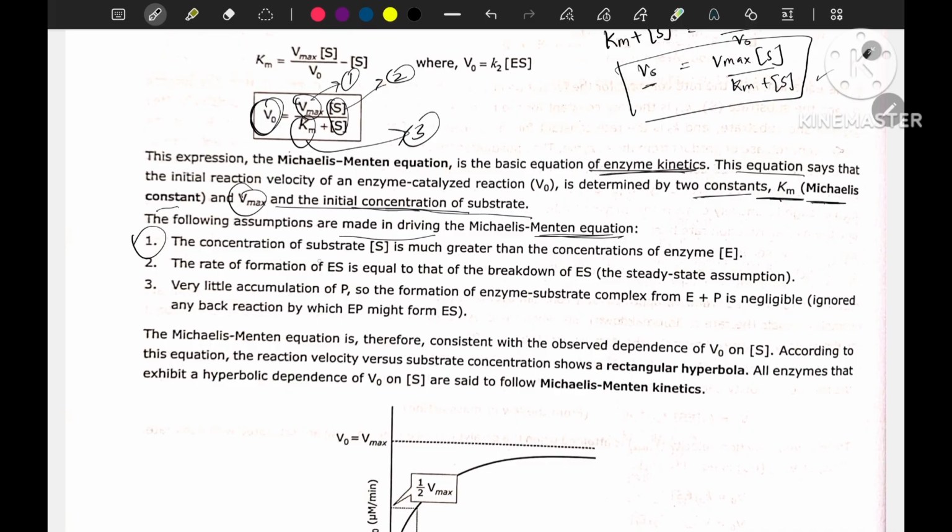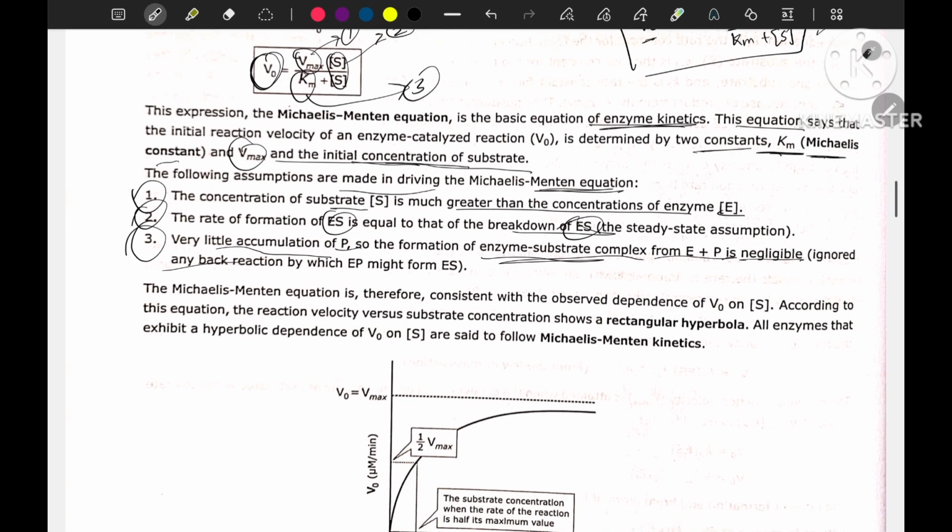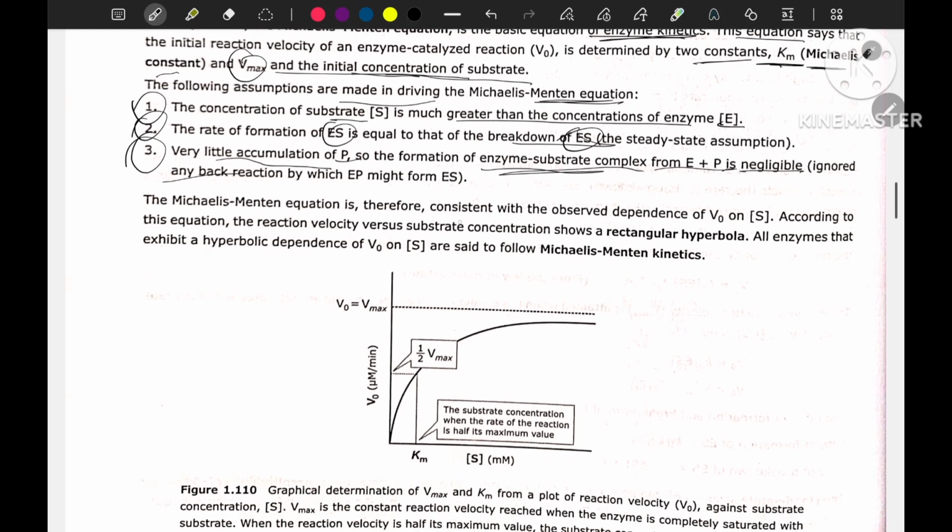The following assumptions are made in deriving the Michaelis-Menten reaction. Number 1, the concentration of substrate is much greater than the concentration of enzyme. Understood. Number 2, the rate of formation of ES is equal to the rate of breakdown of ES. Understood. Number 3, very little accumulation of P, so that the formation of the enzyme substrate complex from E plus P is negligible, ignored, or any back reaction by which EP might form ES. The Michaelis-Menten reaction is therefore consistent with the observed dependence of V naught on substrate concentration.